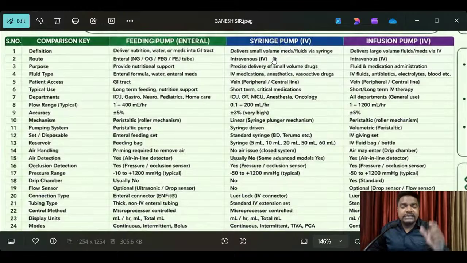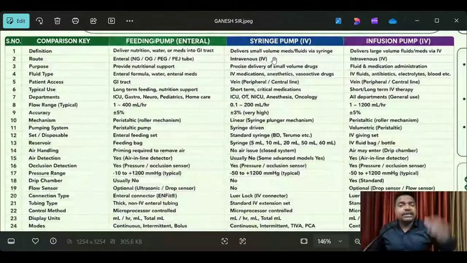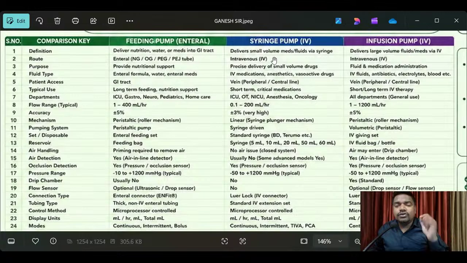When you go to the ICU, you can find out that if a syringe pump and infusion pump are connected, then you can check the IV line. First of all, you have to find out what an IV line looks like. That's why you have to do it practically. Practical job is very, very important.